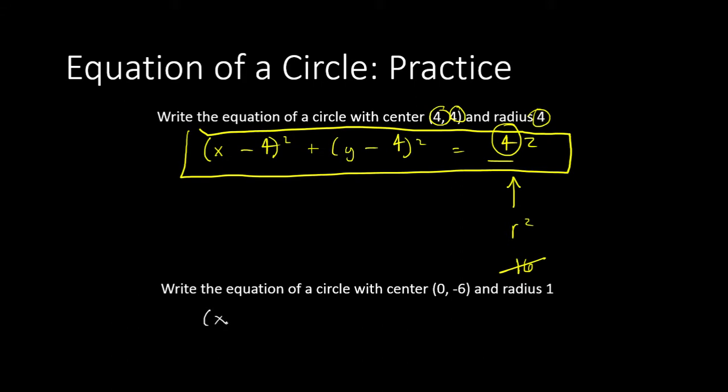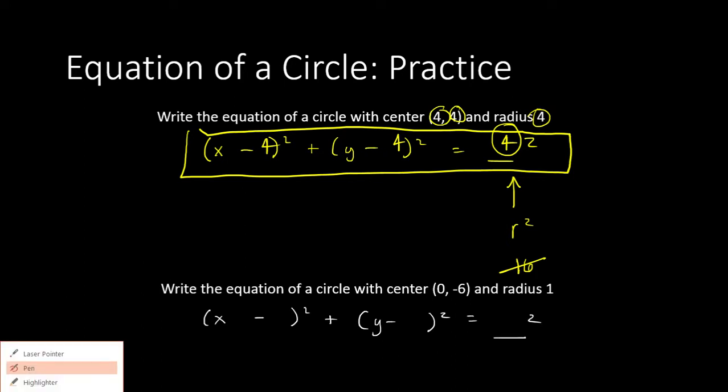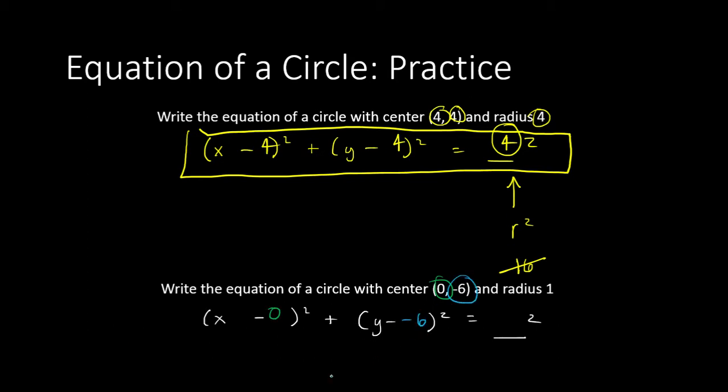Before I even glance at this one, I'm going to write out the skeleton of my equation here. Now I'll get to work matching my pieces. My x-coordinate is 0. My y-coordinate is -6. My radius is 1. Rewriting this simplified, x minus 0 is just x, so I can write this as x squared plus y minus a -6 is y plus 6 squared equals, and then 1.